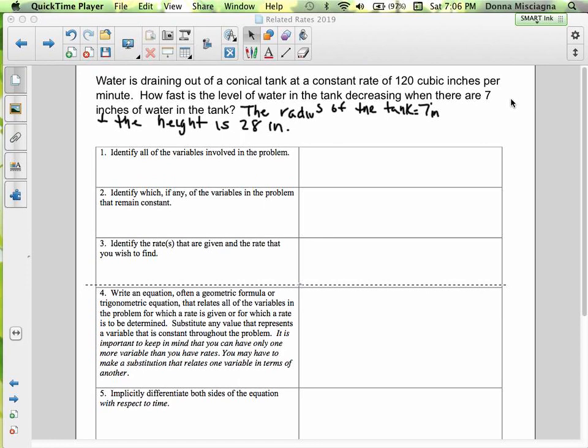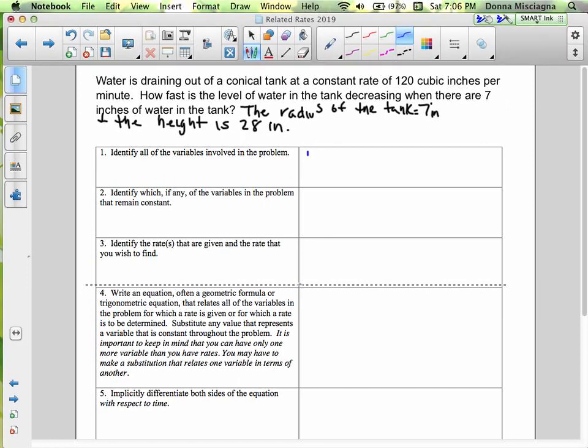Identify all the variables involved in the problem. R is radius. H is height. V is volume. And none of these remain constant.